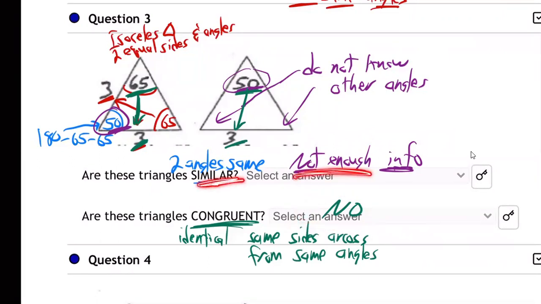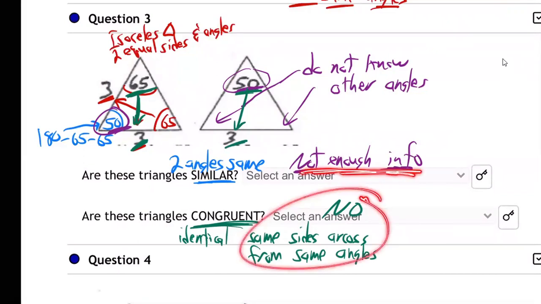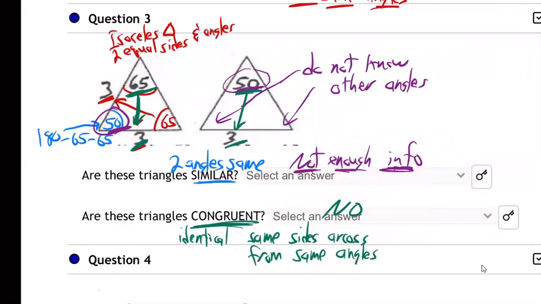As far as similar, we don't know. They may be, they may not be. We just can't tell if they're similar. But for sure, they're not identical. They don't have the same sides across from the same angles. They may have all three angles the same. We just don't know, not enough information. But for sure, they're not identical.